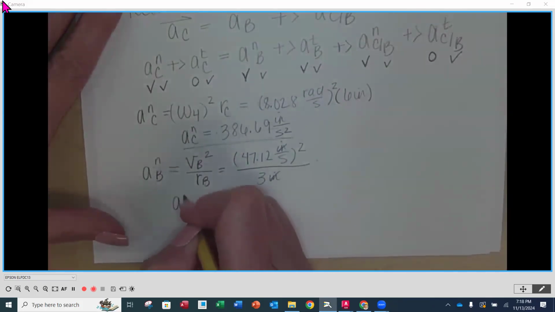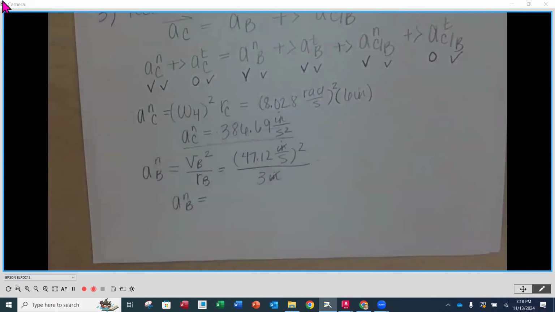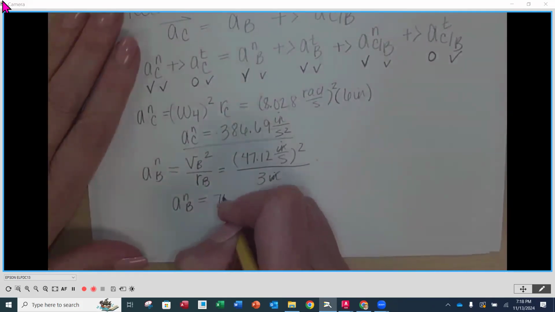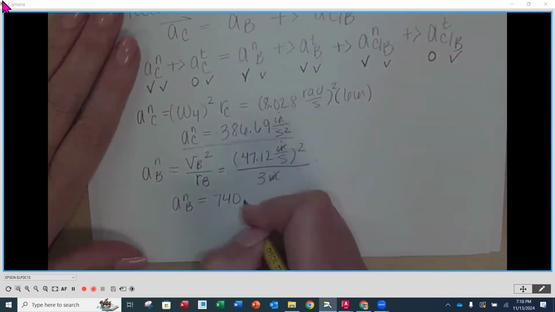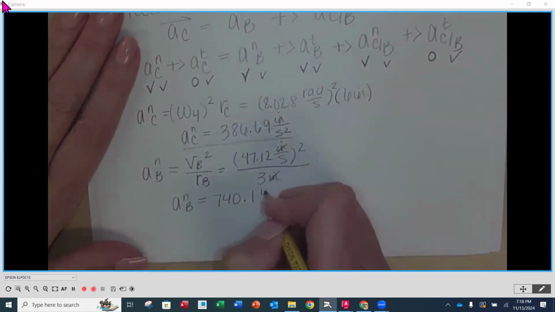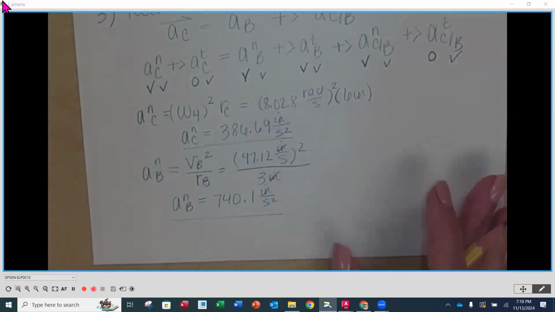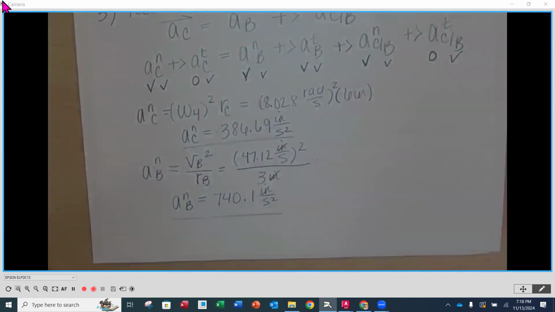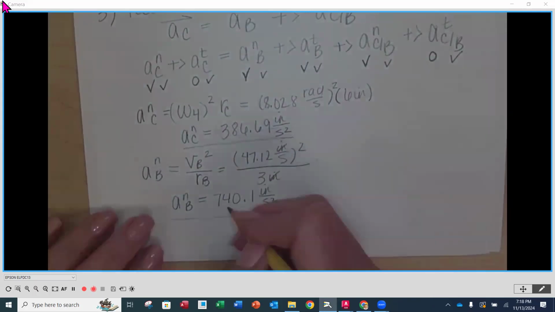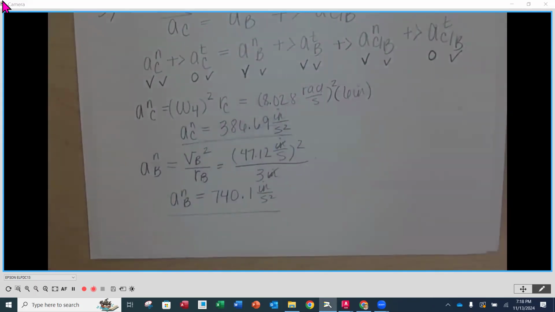So my normal acceleration at B is 740.1 inches per second squared. Anybody get that same answer? James, you did? Okay, awesome. Thank you.